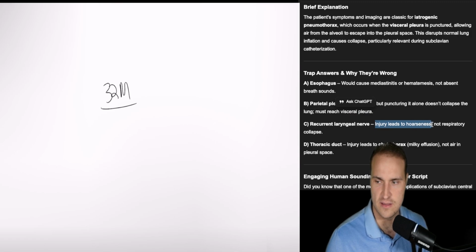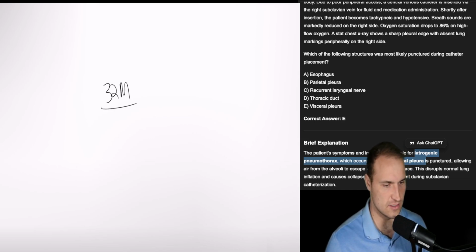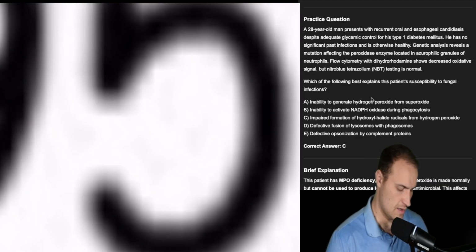Recurrent laryngeal nerve injury would cause hoarseness. Thoracic duct injury leads to chylothorax. That'd be the milky effusion, not the air in the space. So this is iatrogenic pneumothorax. Visceral pleura is punctured. So really it's those reduced breath sounds, all the problems associated with breathing, collapsing lung leading to pneumothorax is when you puncture the visceral. You have more air in the pleural space now. All right, 195.